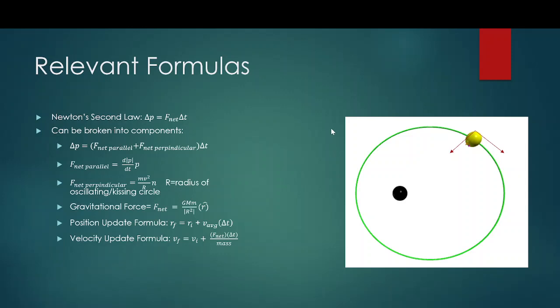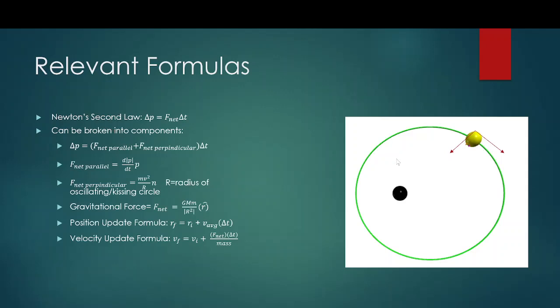The parallel component is the change in speed, which you can see by this tangent vector here, which looks like a typical tangent in two-dimensional calculus would look like. And the perpendicular component points towards the center of the oscillating circle and is perpendicular to the path of motion. The perpendicular component is responsible for the change in direction.